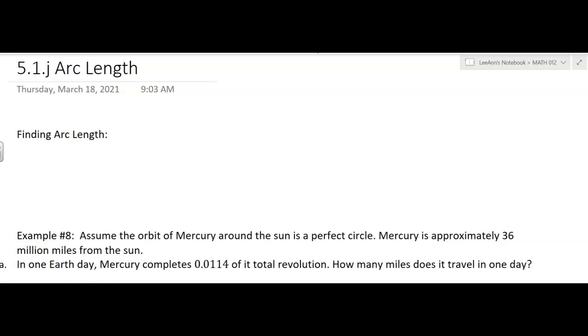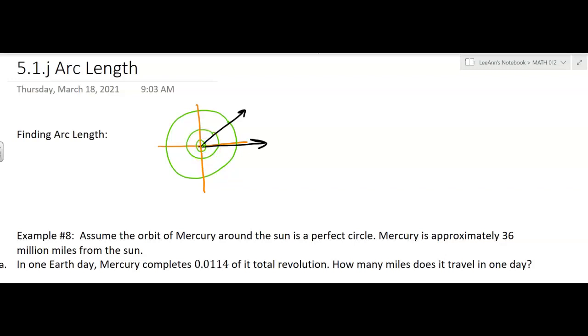Okay, so let's talk about arc length again. Say you have your coordinate system, and you have some angle in standard position. Well, there's all kinds of circles, right? There's a little circle here, and a bigger circle here, and a bigger circle here. But all of them have that angle right there in common.